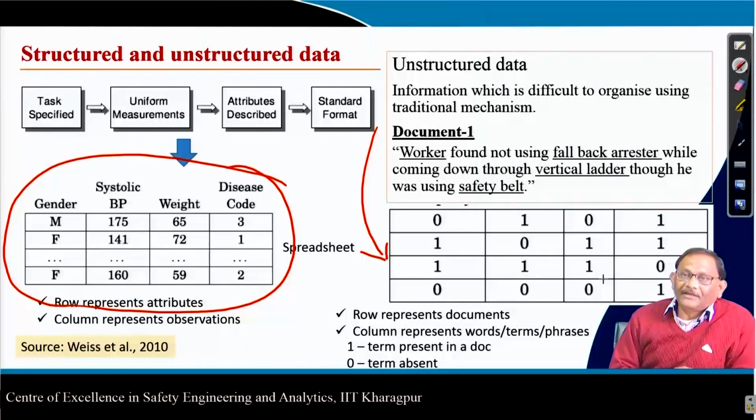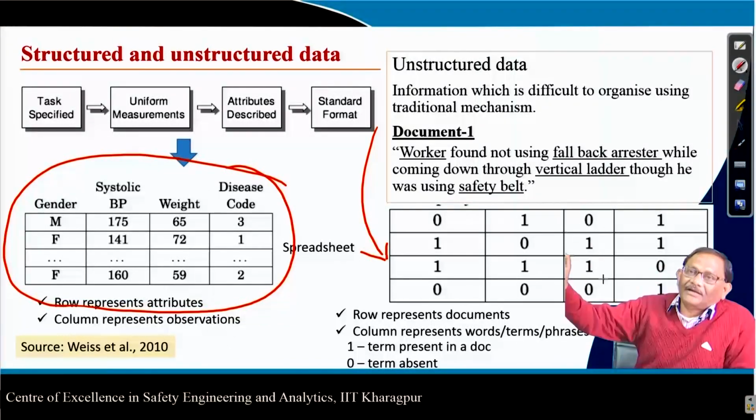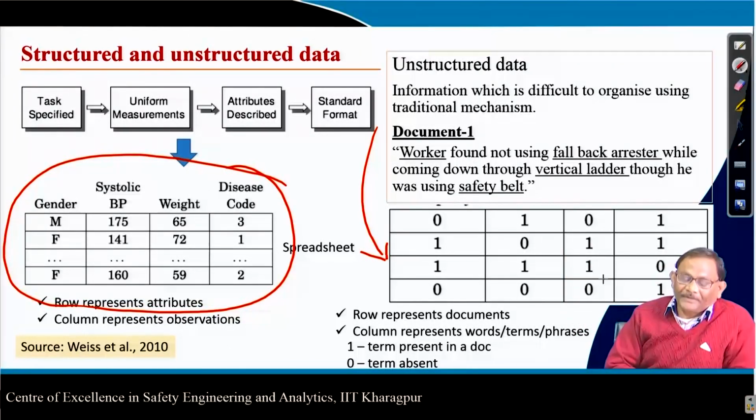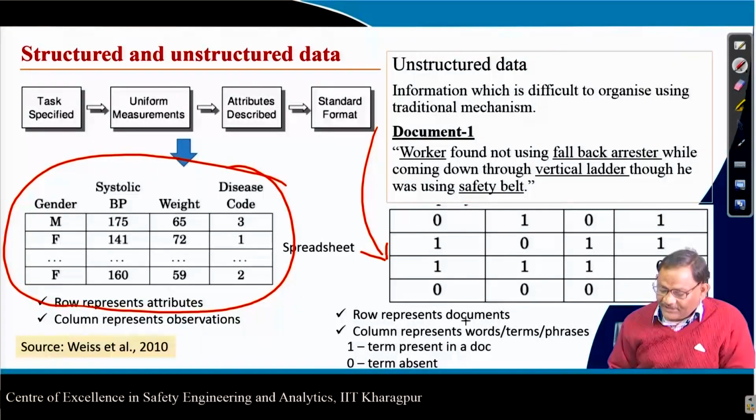Basically the ultimate aim is to convert text data to a standard database. The standard database, you can understand, is like a 2-dimensional array. The rows represent the observations. In this case, as it is text, every document we are considering, so rows represent documents, and columns represent the words, terms and phrases.